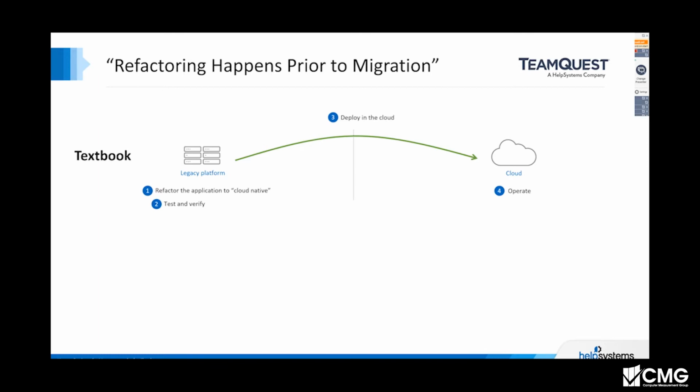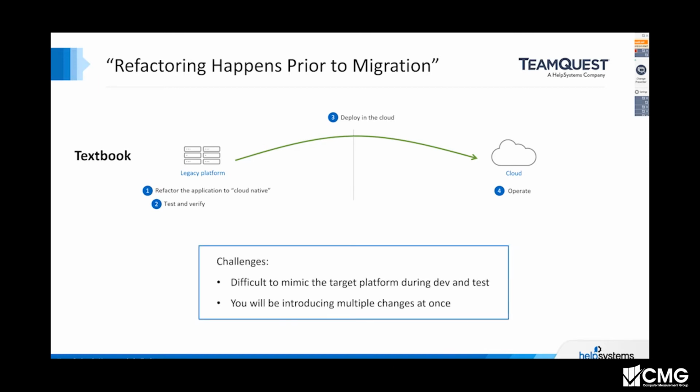It's very difficult to mimic your target platform during dev and test. The reason you're moving over to the cloud is to get a completely new architecture there that you need to operate in, and you typically don't have that in your own environment. It's also a bit tricky because if you do the refactoring prior to the migration, you'll be introducing multiple different changes at once. You have this refactored application that you're supposed to host, and you move it to a completely new environment that you don't really know as well as your old one. So it's never a good idea to introduce multiple changes at once.